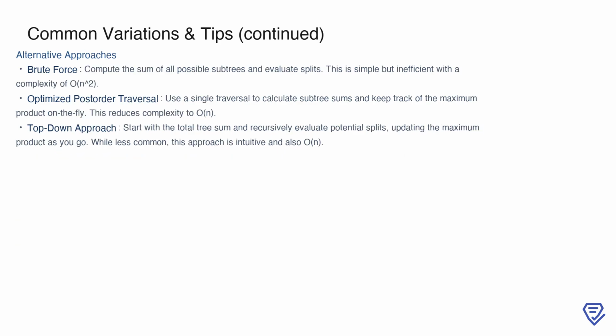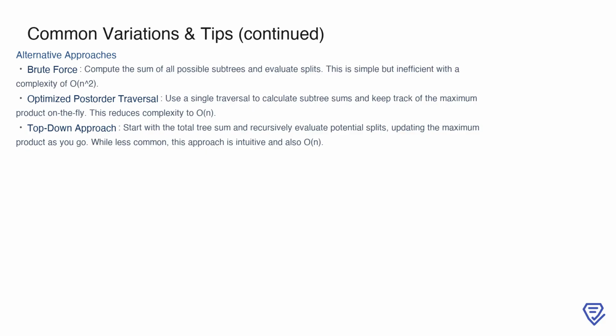When it comes to alternative approaches, a brute force method involves computing the sum of all possible subtrees and evaluating their splits. While this approach is simple to understand, it's computationally expensive, with a time complexity of n squared. A more efficient solution uses optimized post-order traversal. This approach performs a single traversal to calculate all subtree sums while simultaneously keeping track of the maximum product, reducing the time complexity to n.